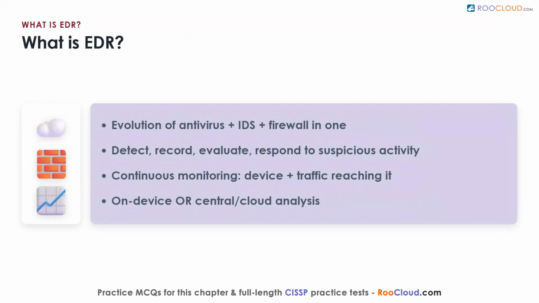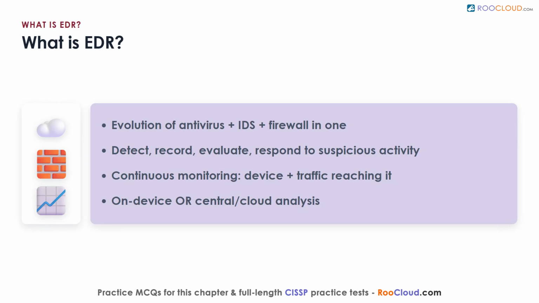What is endpoint detection and response? It is the evolution of traditional antivirus, intrusion detection, and firewalls into one smarter guard on the device. It works to detect, record, evaluate, and respond to suspicious activity, whether that activity comes from bad software or from users behaving badly. It is really continuous monitoring focused on both the endpoint itself and the traffic reaching it.